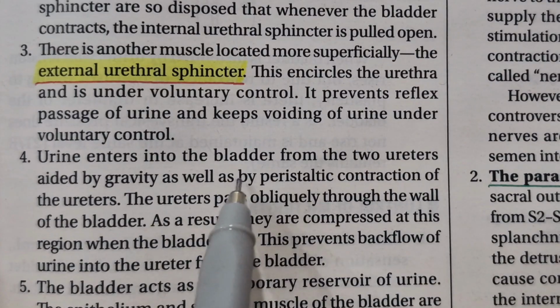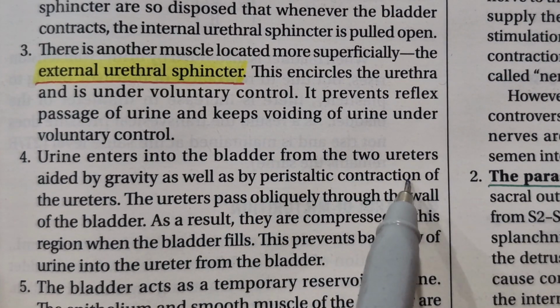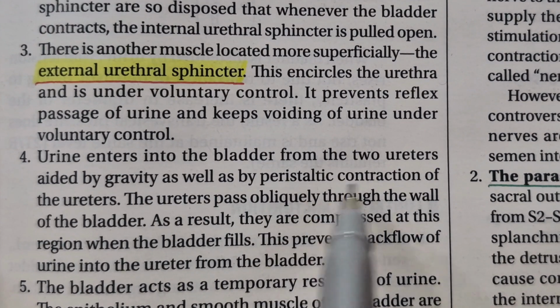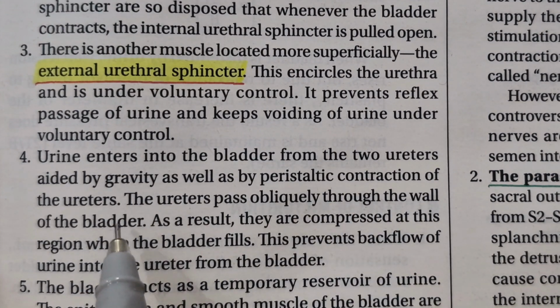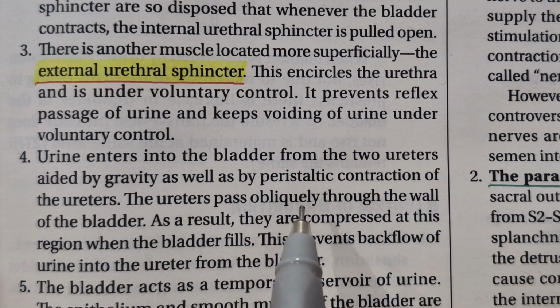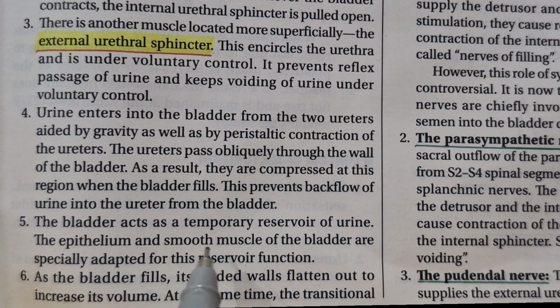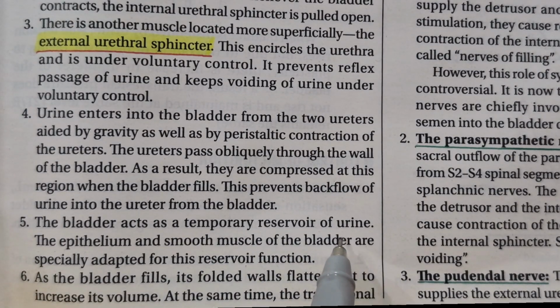Urine enters into the bladder from the two ureters aided by gravity as well as by peristaltic contraction of the ureters. The ureters pass obliquely through the wall of the bladder. As a result, they are compressed at this region when the bladder fills. This prevents backflow of urine into the ureter from the urinary bladder. The bladder acts as a temporary reservoir of urine.